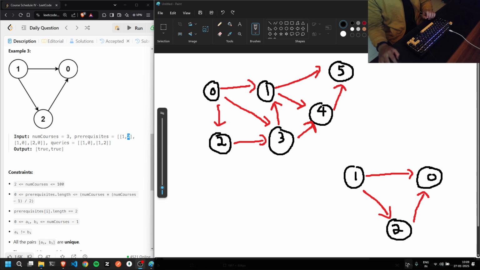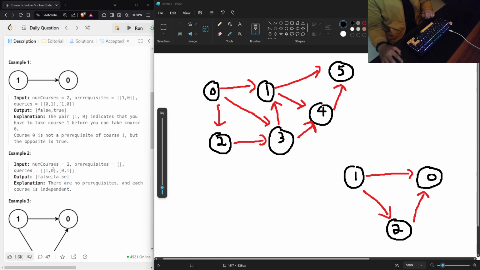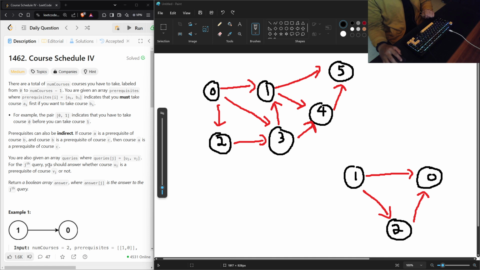Alright everyone, welcome back to day 27 of our daily LeetCode challenge, and today we have Course Schedule 4. Now let's try to understand the problem.